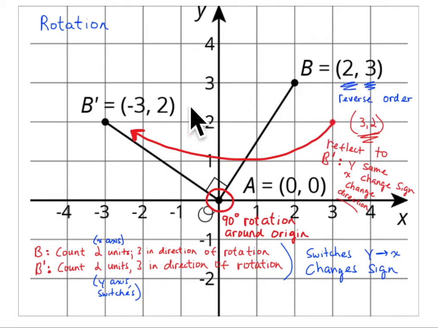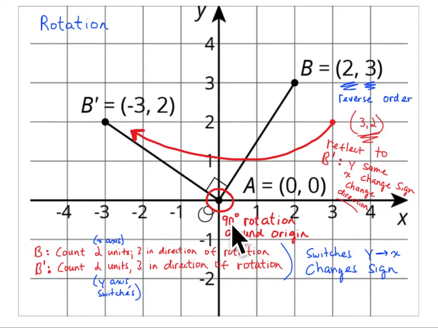So notice that to get to B prime, the 2 switches to the y-coordinate. So here the 2 becomes the y-coordinate, and the 3 switches to the x-coordinate, but it is the x-coordinate that changes signs. So there's a switch in the coordinates between the x and y values, and one of them will change signs. So you can count to get to B.